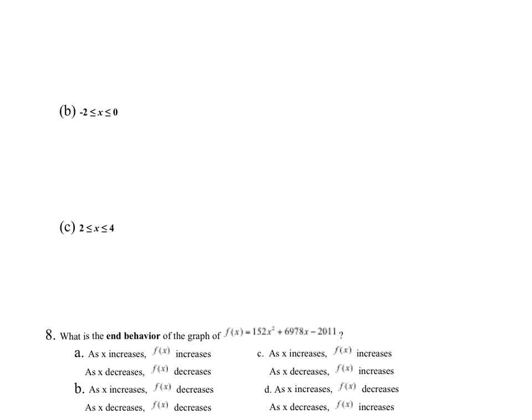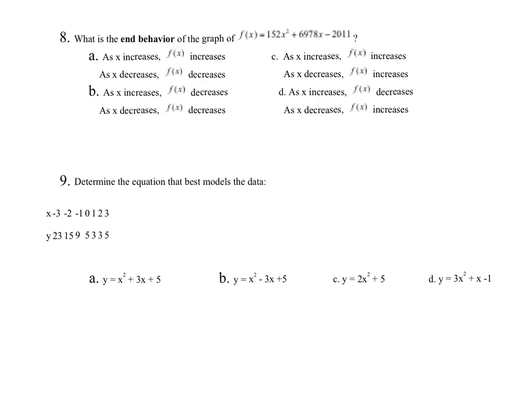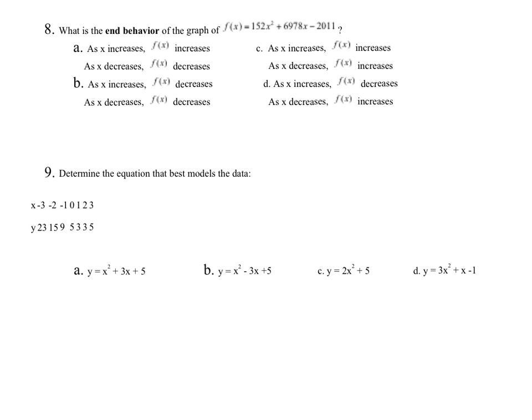Okay, so our next one says, what is the end behavior of the graph of f of x equals 152x squared plus 6,978x minus 2011. Okay, so we're really only looking for what the ends are doing. Okay, so if we remember, happy, if it's positive, it's happy. If it's negative, it's sad. Okay, so we're really only looking to see what are the ends doing.